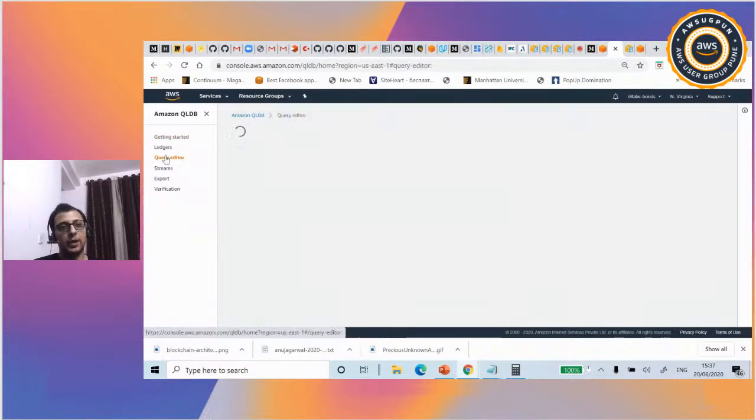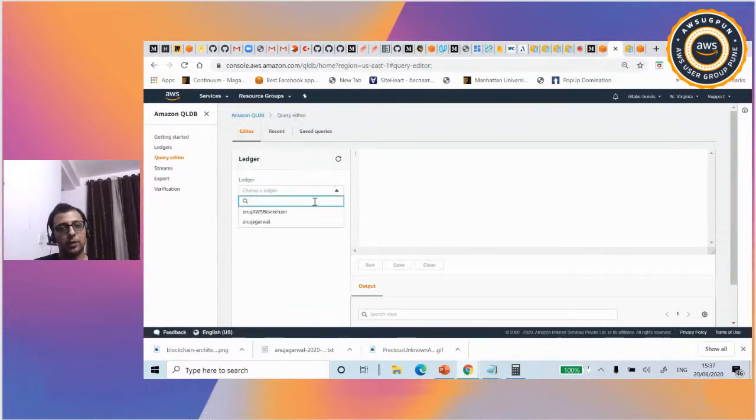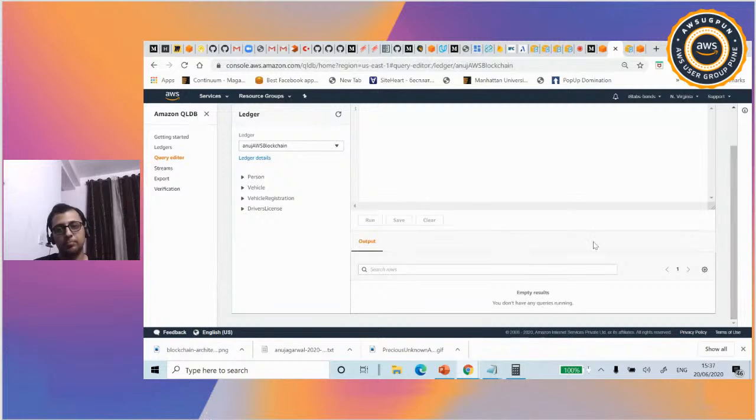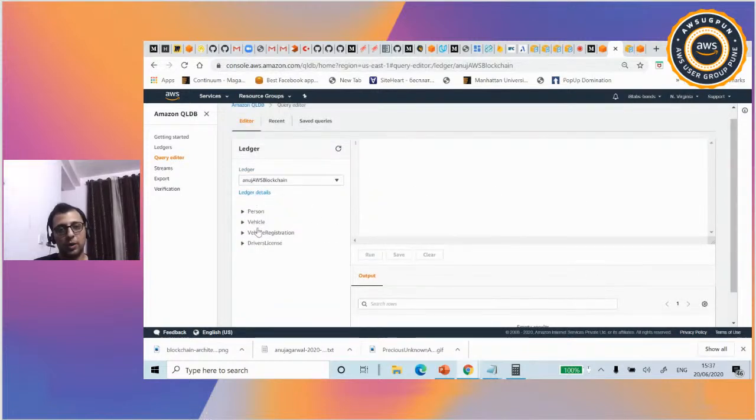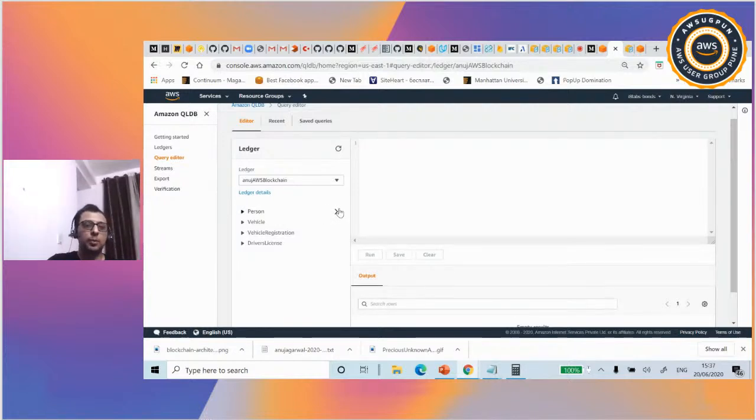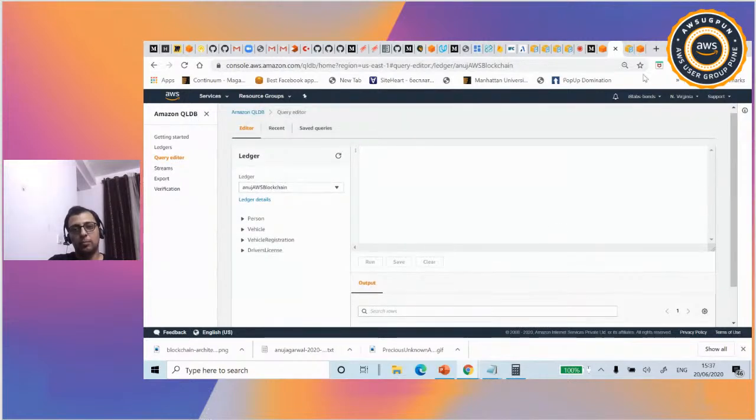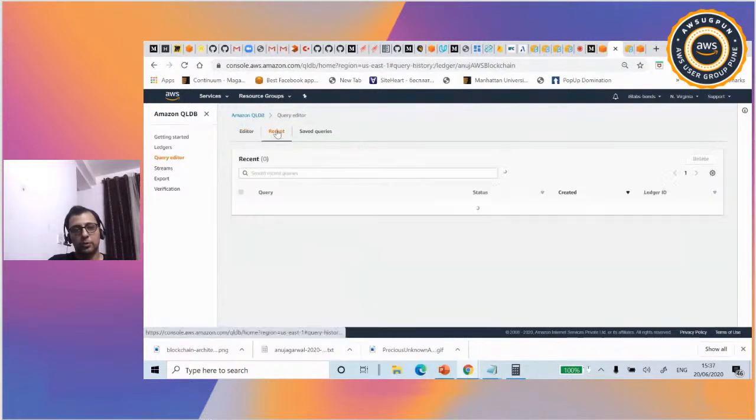Now I can go to the query editor. The sample data is loaded, so these are the tables which are loaded into the ledger Anuj AWS blockchain. Now you can query it in a similar fashion as you do in SQL. The other part I will talk about now is the verification. Now you can make any changes onto the ledger as you do. So let me just show you.